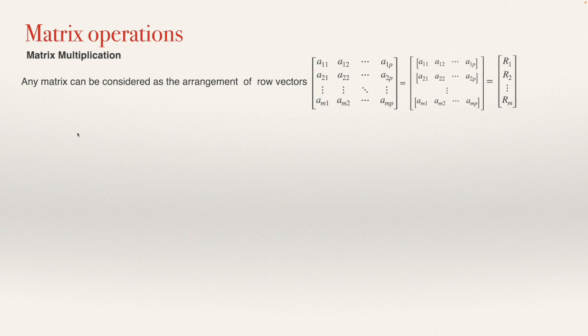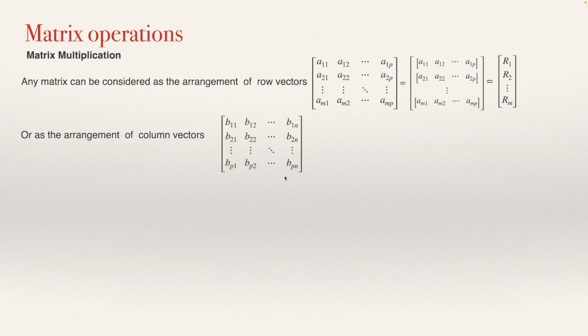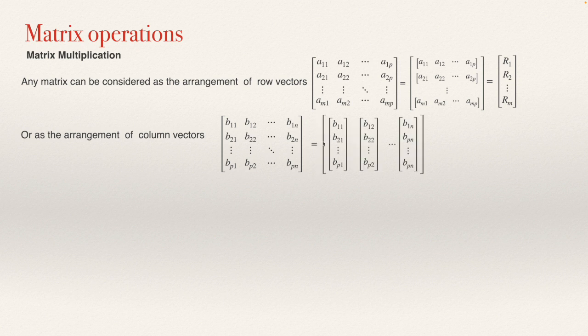Again, the matrix also can be considered as an arrangement of columns. For example, if we have a matrix B like this, we can think that this matrix is like this arrangement of columns. And then we can type it in this way: C1, C2, Cn. When we are multiplying two matrices, we are going to consider the first one as an arrangement of rows and the second one as an arrangement of columns. So we use this feature of matrices for defining the matrix multiplication.